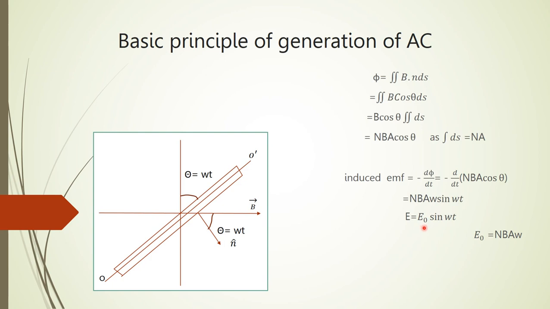Here E0 is the peak value of the voltage, and that peak value depends on NBA omega, that is the number of turns, the magnetic induction B, the area of the turn, and omega, the angular velocity of the coil.